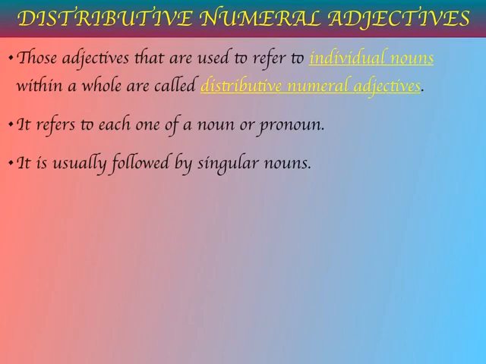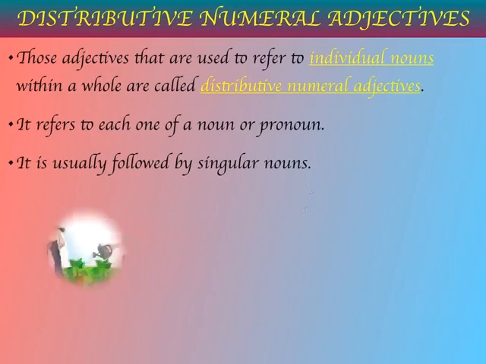For example, if I say each student must complete their homework, over here I am referring to the whole class, but I am using the word each along with student. That means I am talking about each and every student. So, although there are many students, I am not going to write each students, I'll write each student. So, these adjectives are always followed by a singular noun.